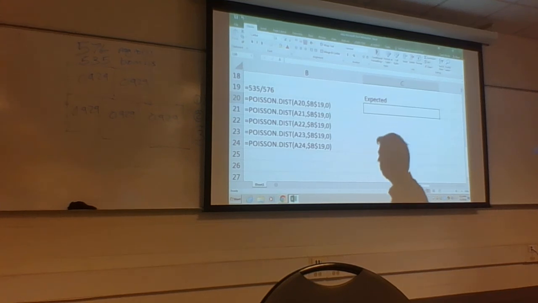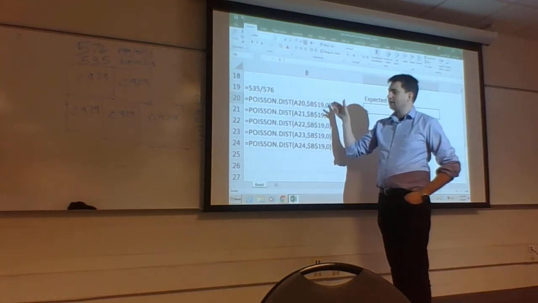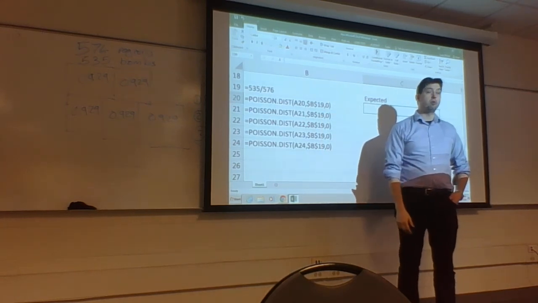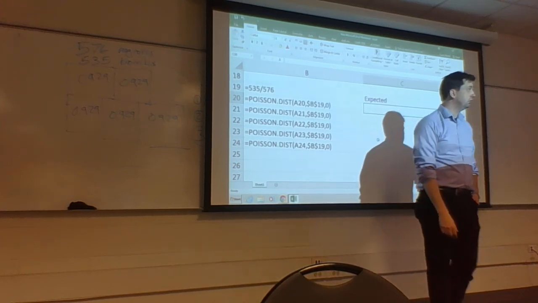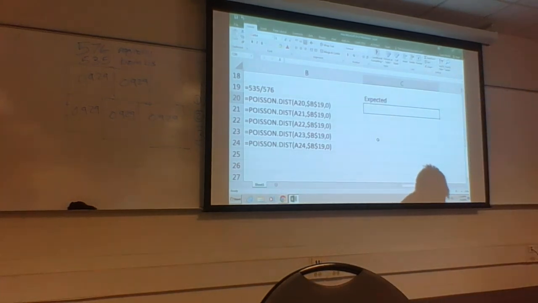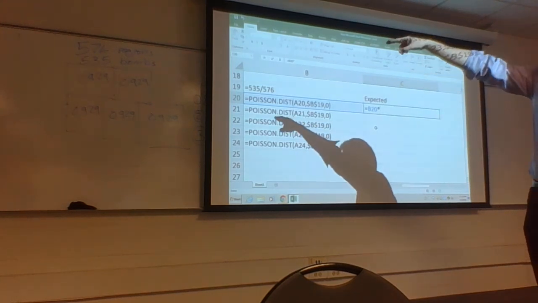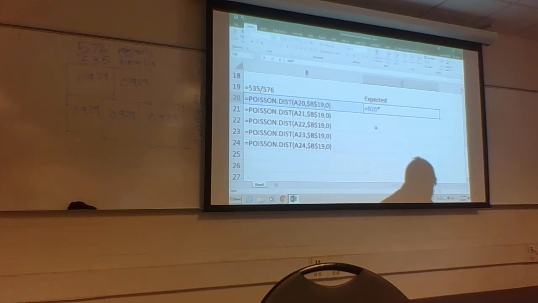Now, what I'm curious about is, if about 40% of districts have 0 bombs, how many districts should have 0 bombs? Well, it'll be 40% times the number of regions. How many regions are there? 576.